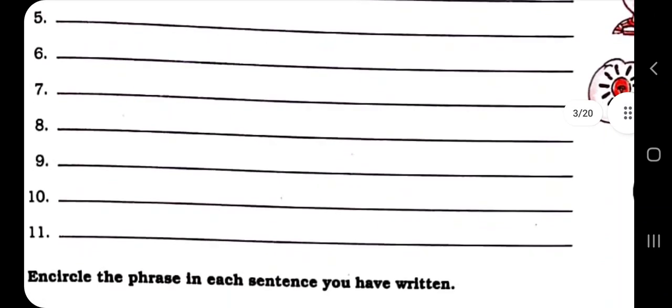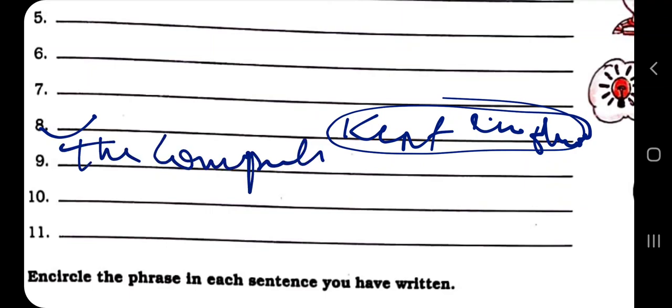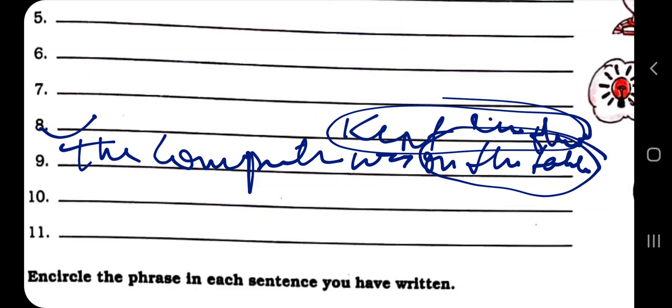Similarly, you make more sentences. The next sentence you may write: the watches were kept on the floor. So, kept on the floor, this would be encircled. Now the next sentence you can write: the computer was on the table. The computer was on the table. Encircle this, on the table.